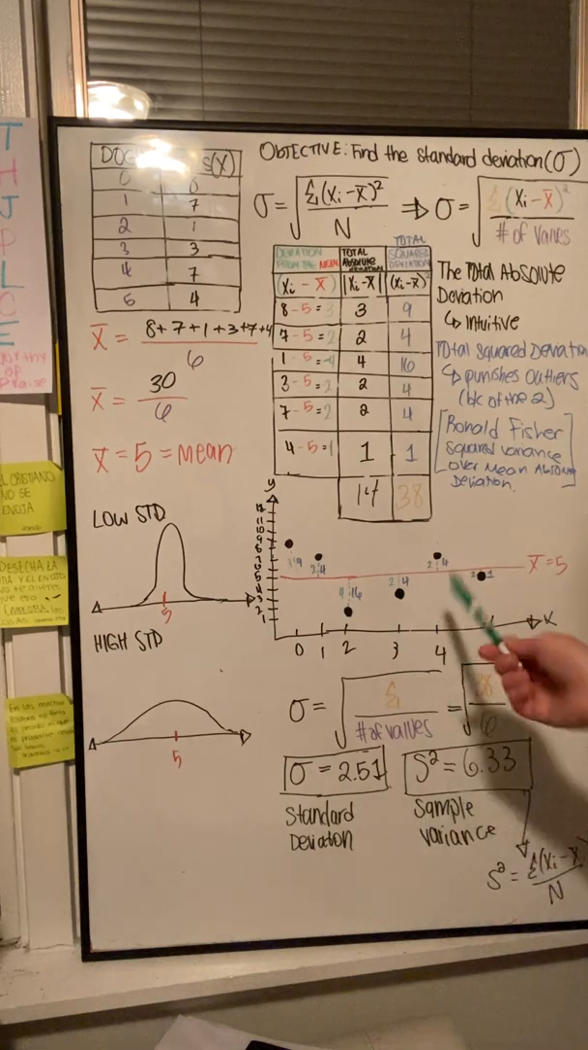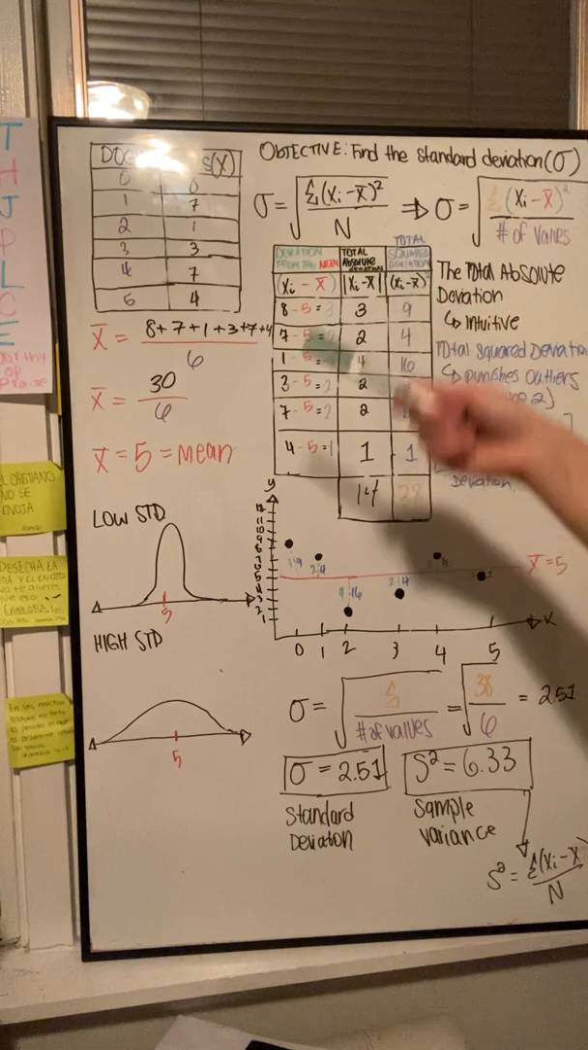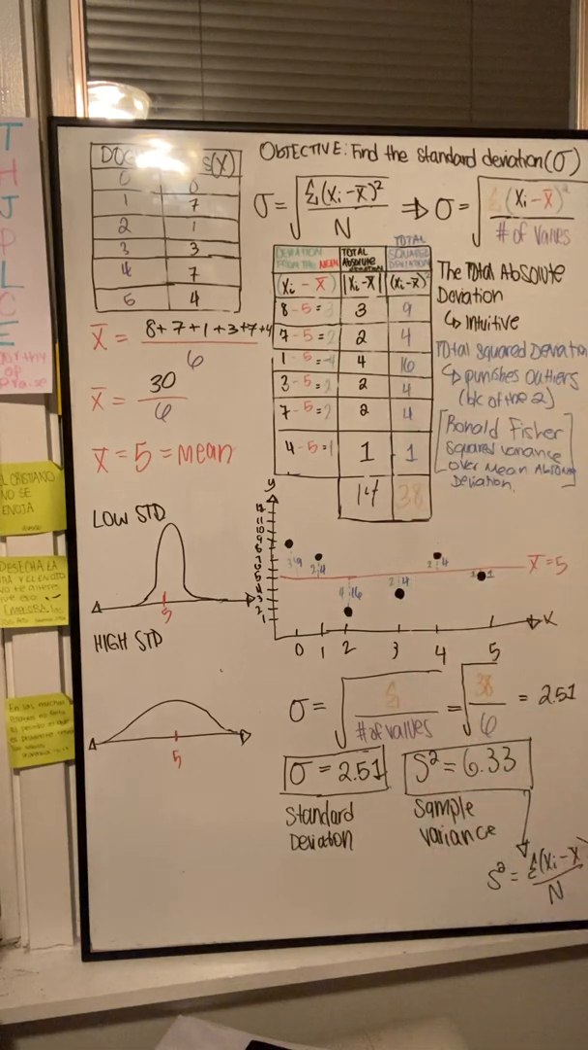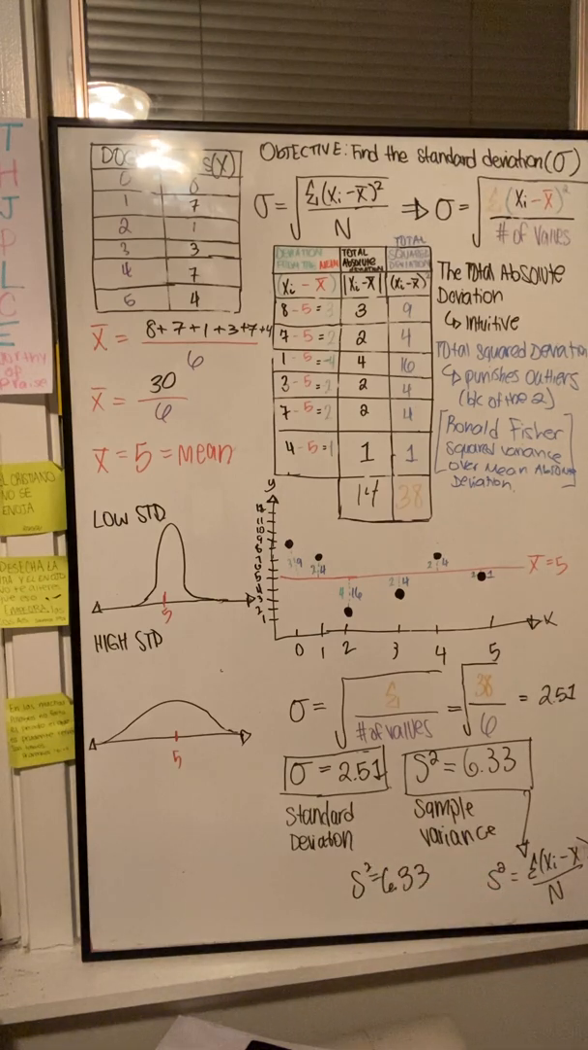So I think that's why we square root it at the end, because to undo a square, you have to square root. And I think that's why we square root, to get back to the units that we were working in the beginning. So if we were to leave it as variance, in this case, it would have been 6.33 toys squared.